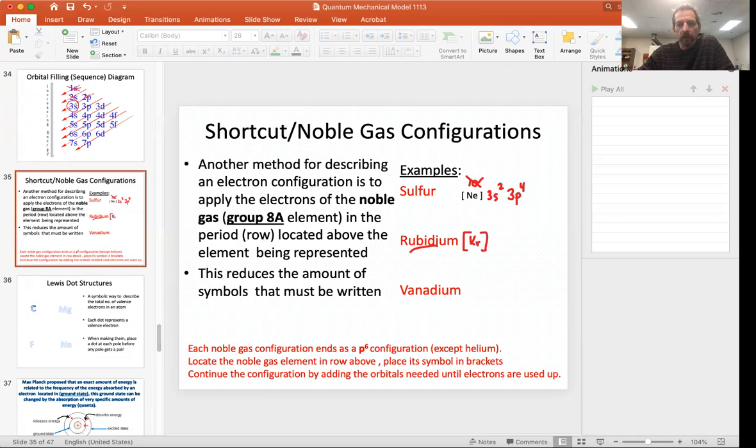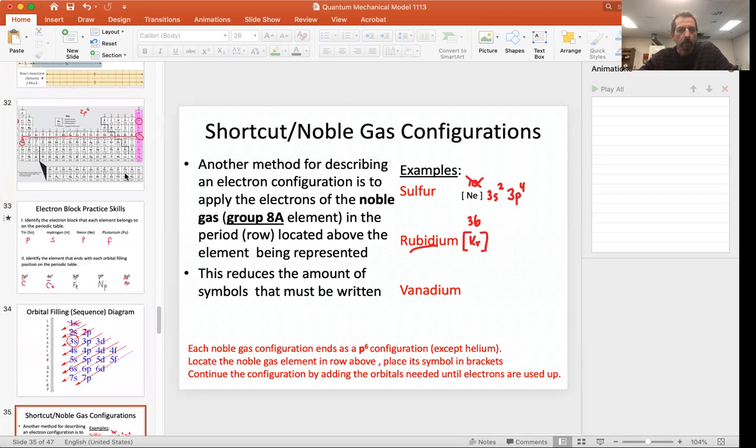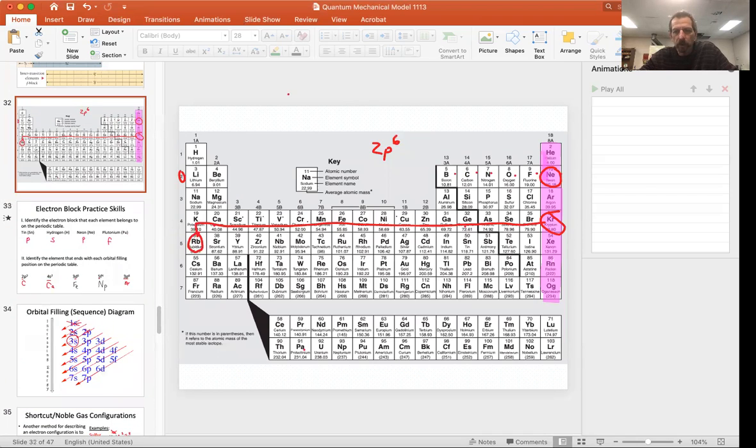right? We keep track in our brain. 36 electrons are what krypton has. So it has all the same electrons as krypton. Everything is filled up until where krypton ends. So let's look at that. Where does krypton end? So we look at our periodic table to help us with that, right? Krypton is in this position, right?